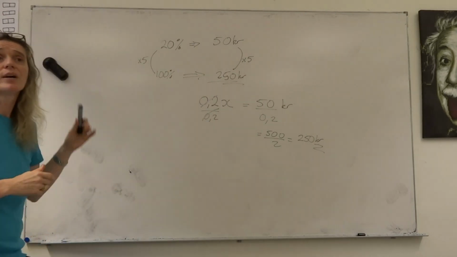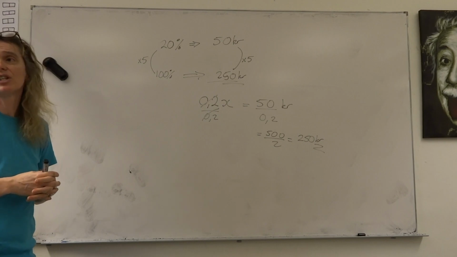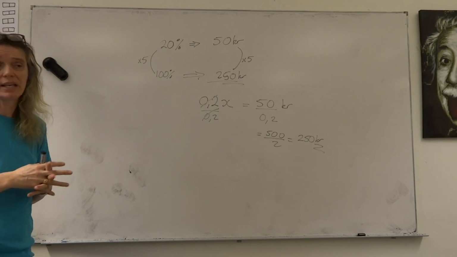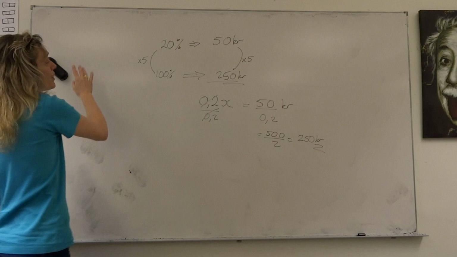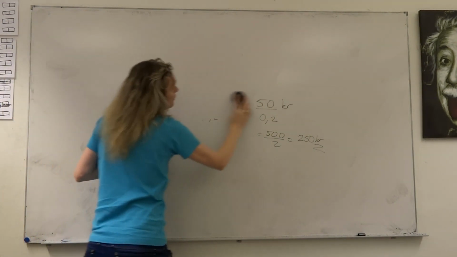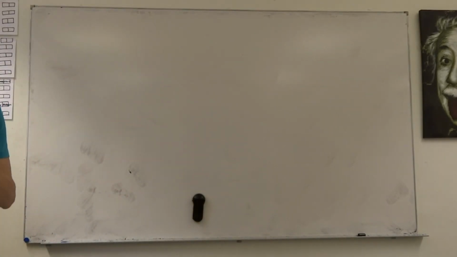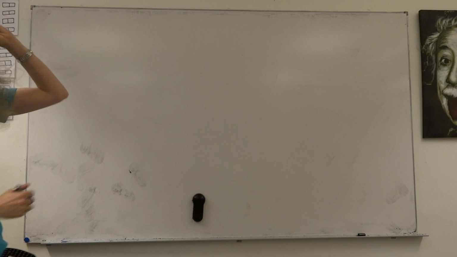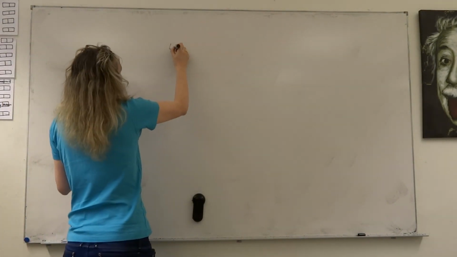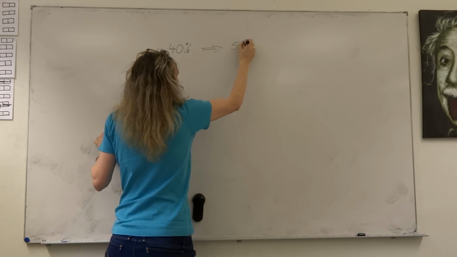On this particular question, it wasn't much easier to do it like this, but it can be when you've got very strange numbers, when they give you like 16% of something like that. So this can be a useful technique. That was A, 250. If we look at question B, it says 40% is 50 kronas.